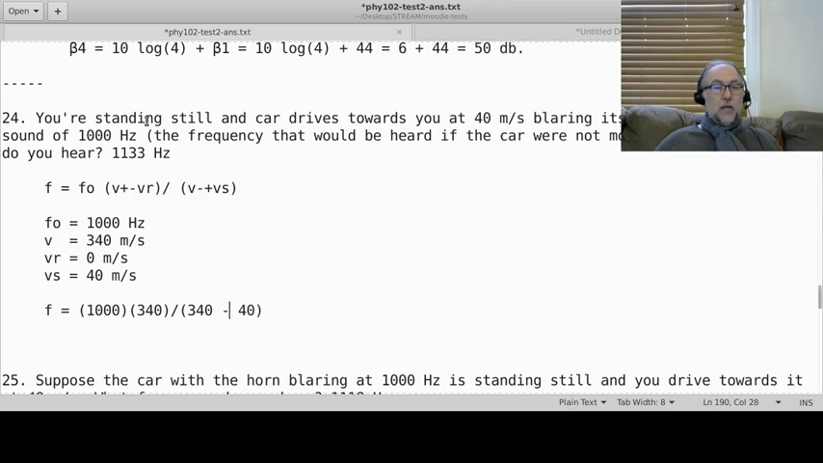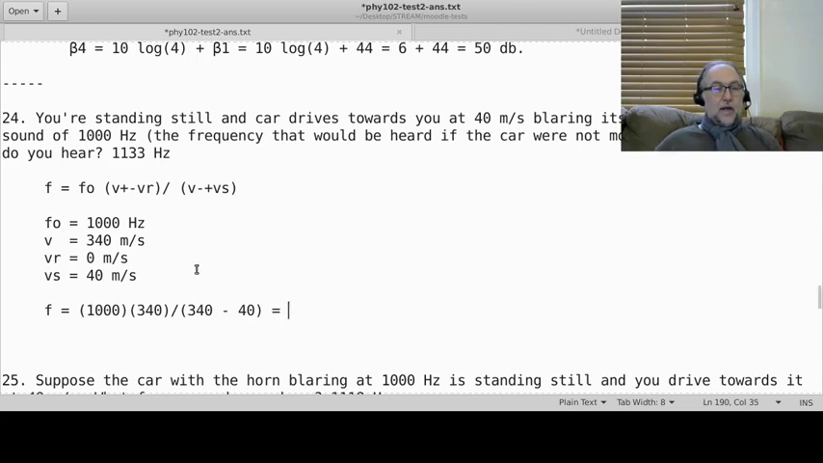Why? Because when the source, that's the car, is approaching the receiver, the frequency goes up. In other words, when a car that's blaring its horn is approaching you, you hear a higher frequency than you would if it were standing still. So you want to subtract there, and that's the way I make the decisions. I just say, look, do I expect the frequency to be higher or lower? Then I choose the sign that will give me the higher or the lower frequency accordingly.